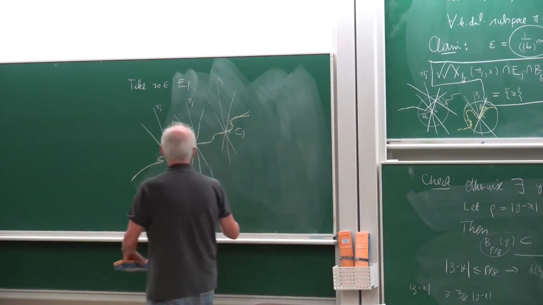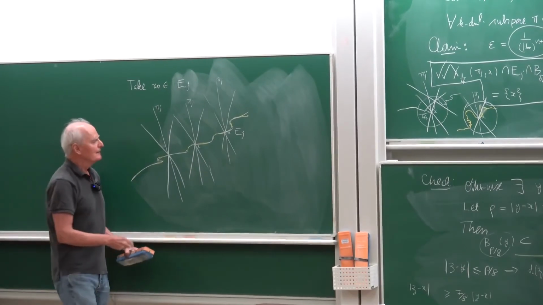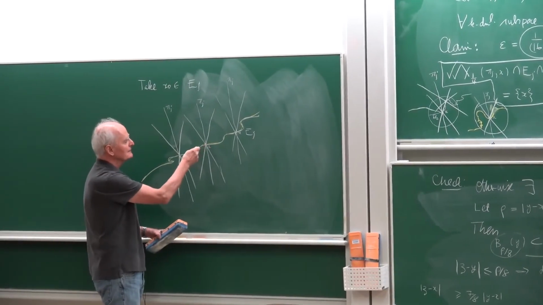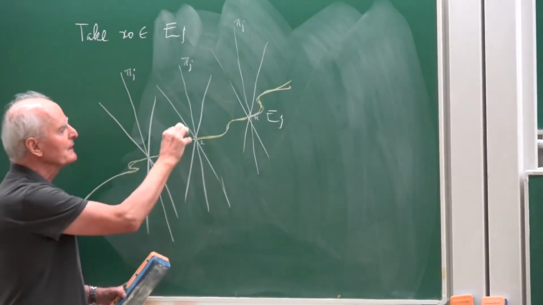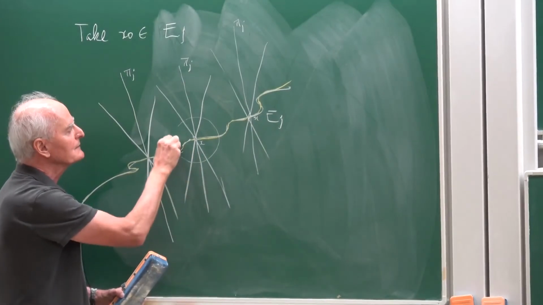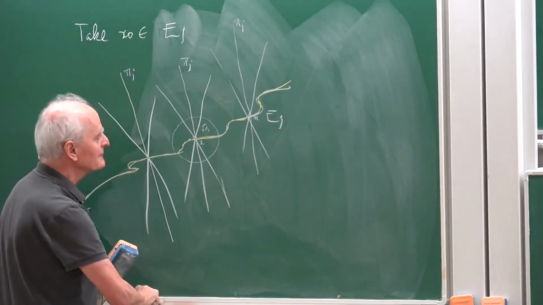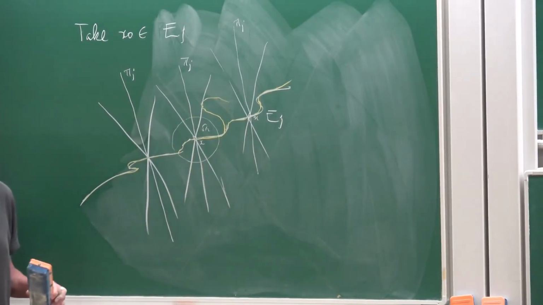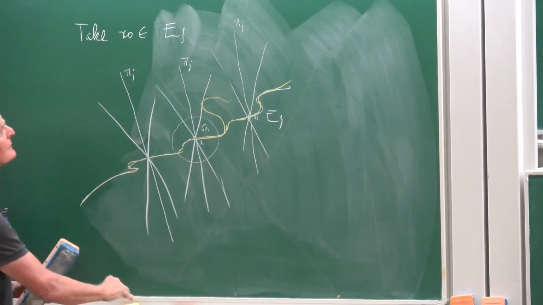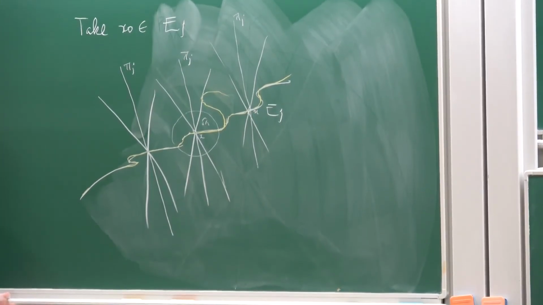But see, there's a little catch here. If this is the point x we're talking about, then we've just said that this cone doesn't intersect the yellow stuff except at that point. But that's not quite true. That's only true in the ball of radius delta over 2 centered at that point. See, the problem is this could come around and do that. So we've got to take account of that possibility.